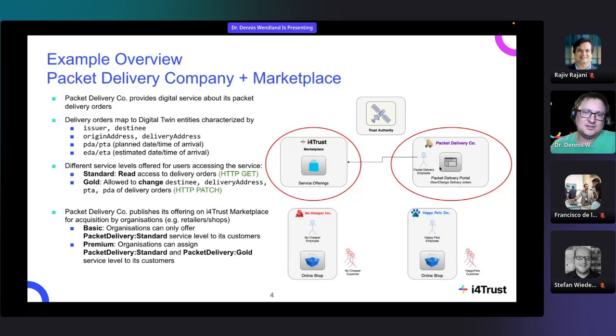And this digital service is offered on different levels. There's a standard level, which only provides read access to these delivery orders on the digital service. And there's a gold service, which will also allow to change certain attributes, like, for instance, the planned time of arrival. So there will be two different offerings on the marketplace, which can be acquired by these different retailer organizations. And depending on which offering they acquire, they can then allow their users either only to have read access to these delivery orders, to view when, for instance, the packet is planned to arrive, or even allow them to change the planned time of arrival.